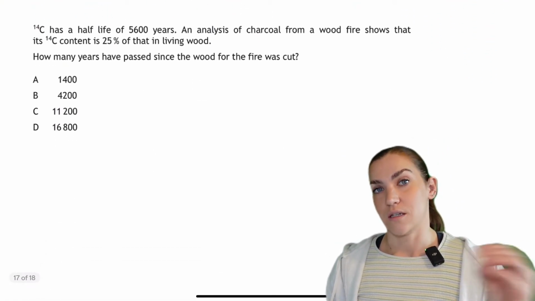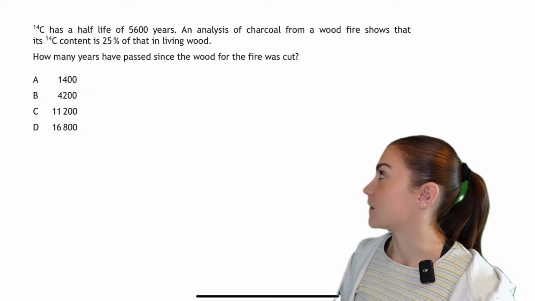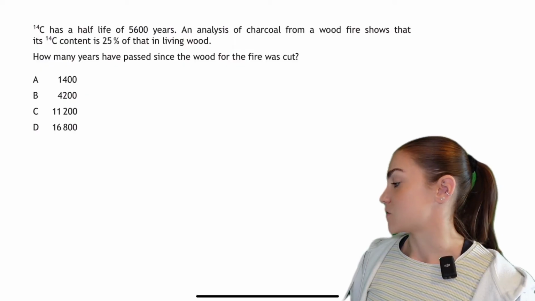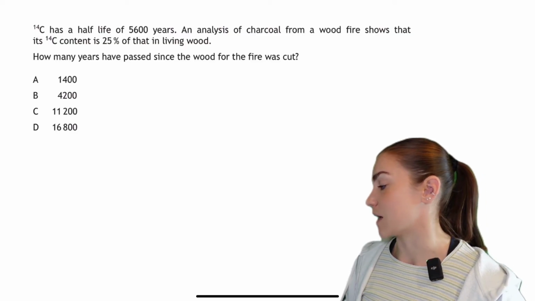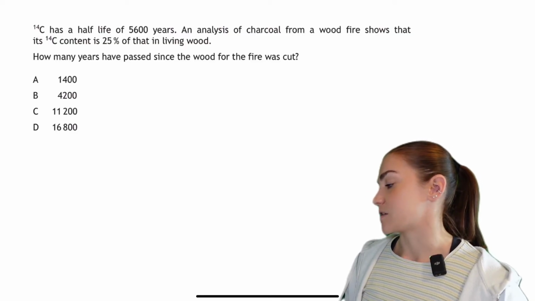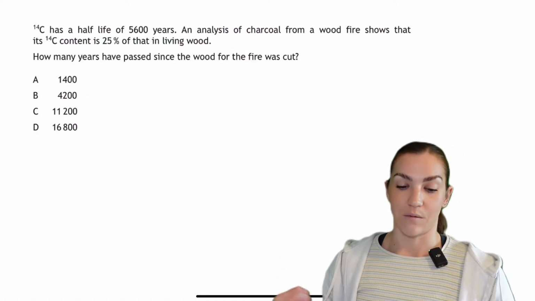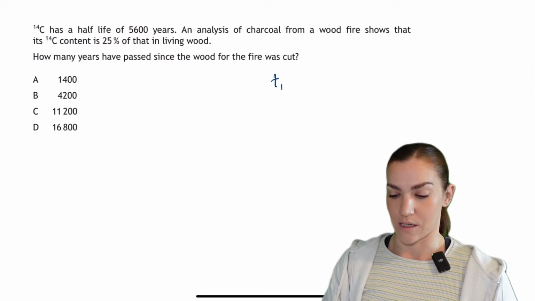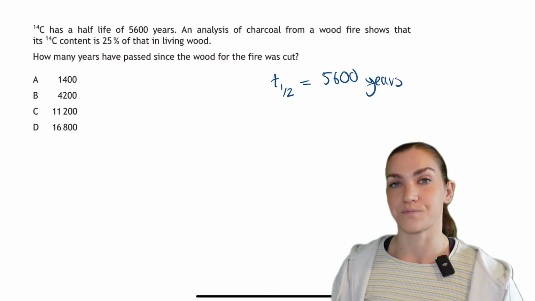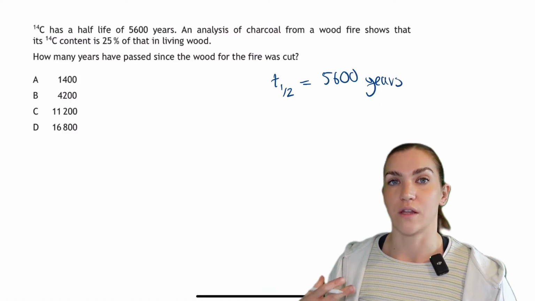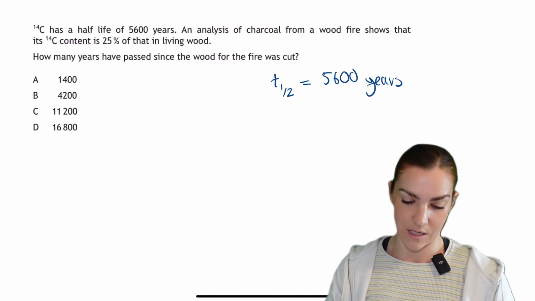If we then look at this next question, which is slightly different, we've got carbon-14 has a half-life of 5,600 years. An analysis of charcoal from a wood fire shows that its carbon-14 content is 25% of that in living wood. How many years have passed since the wood for the fire was cut? So in this question, again, we've been given the half-life, so we'll note down T a half equals 5,600 years. We're then told that the final mass that's left, or percentage of the sample that's left, is 25%.